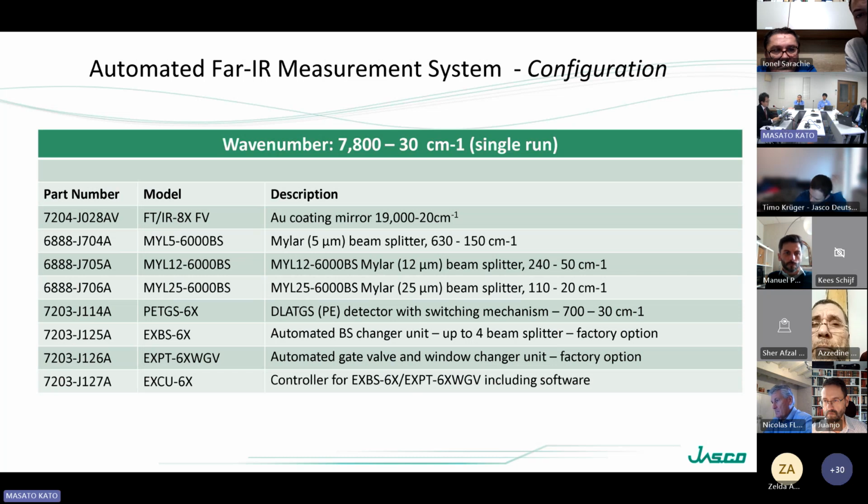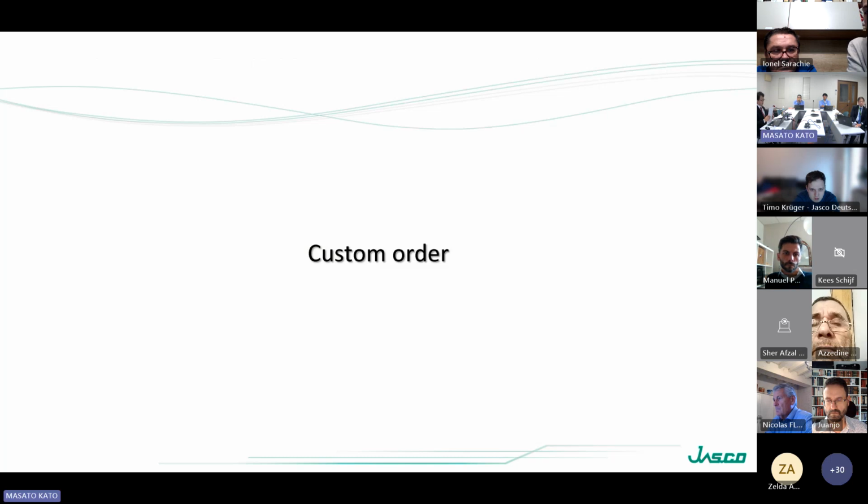If a customer needs an FTIR system that specializes in the IR region rather than the broadband system, we propose a configuration like this. The FTIR ATX can use a mirror beam splitter, allowing you to configure a highly efficient IR measurement system. The following are examples of past customer orders.